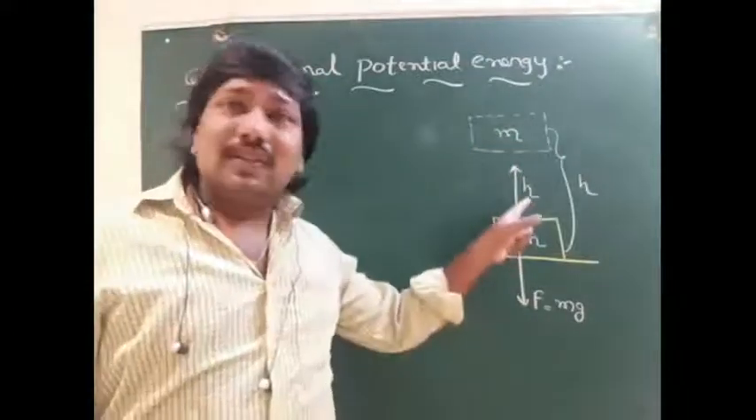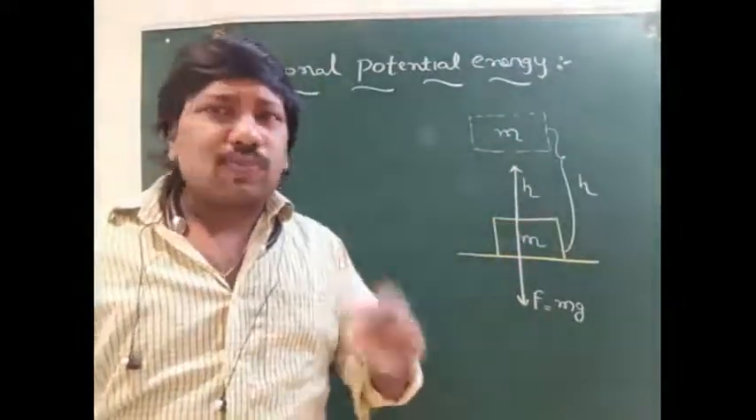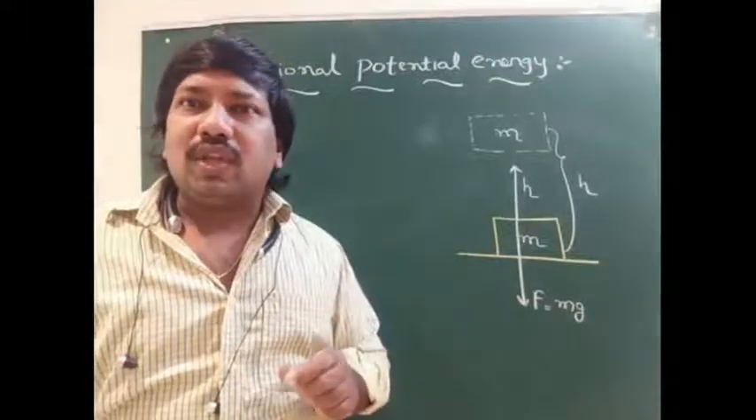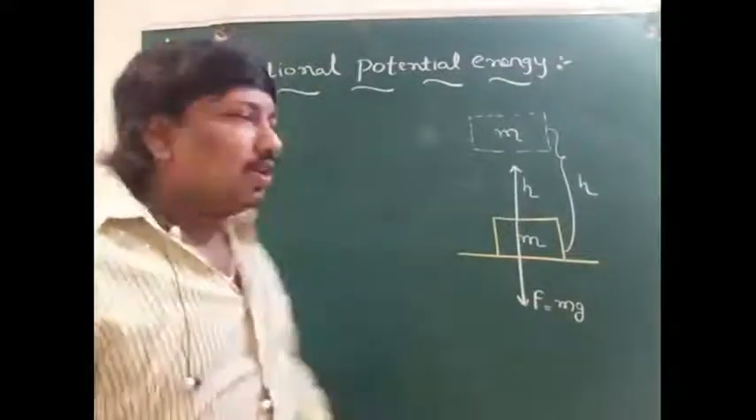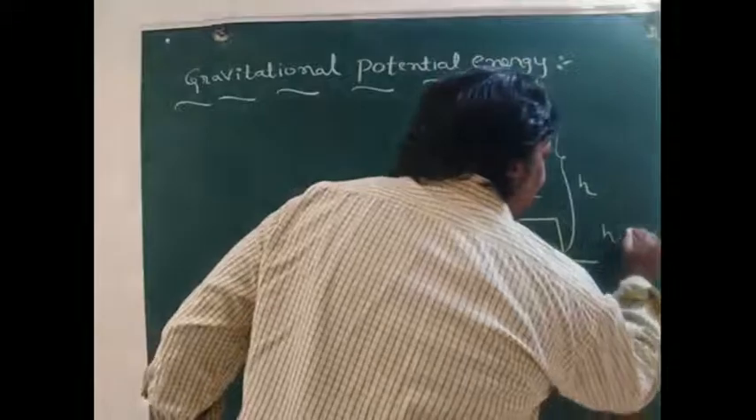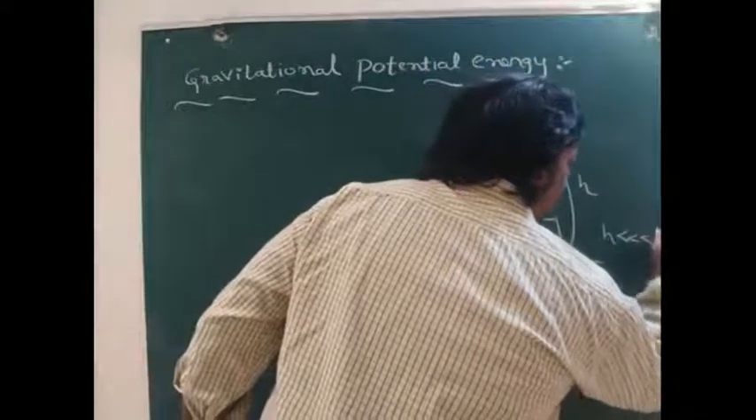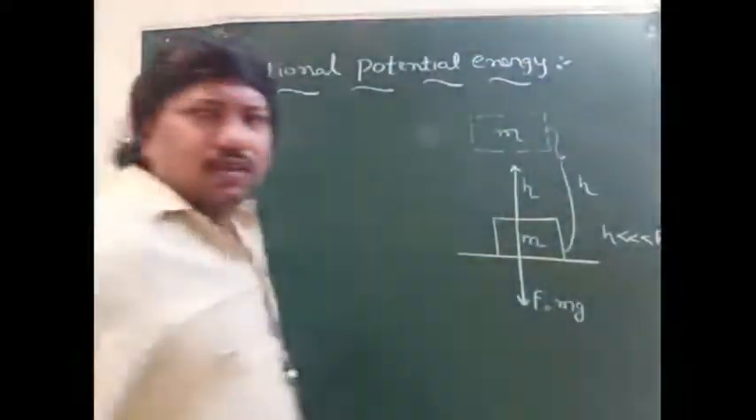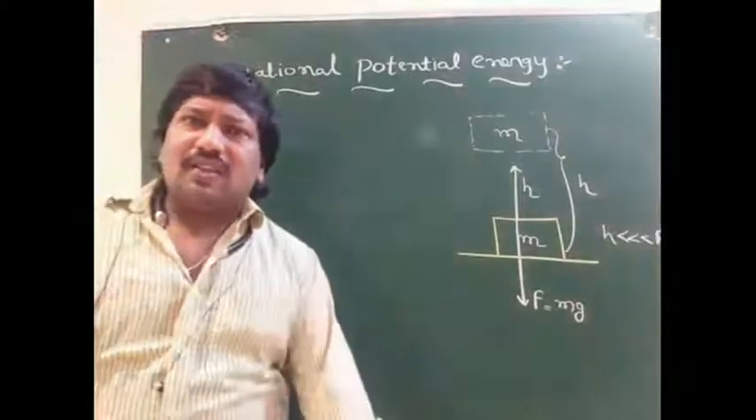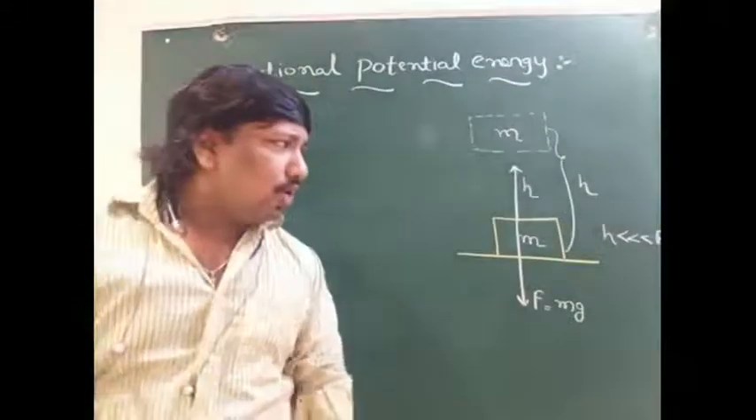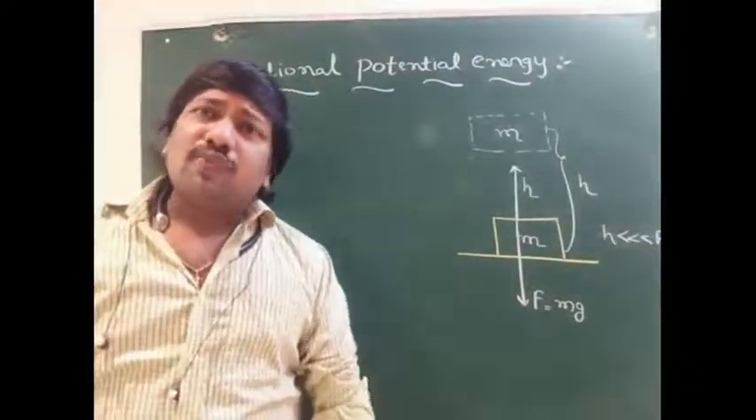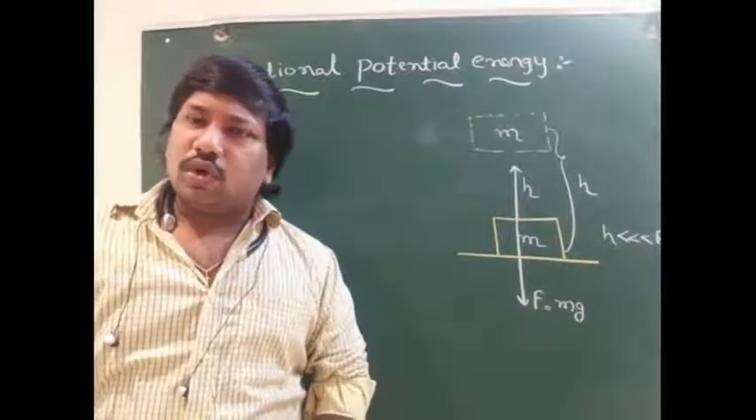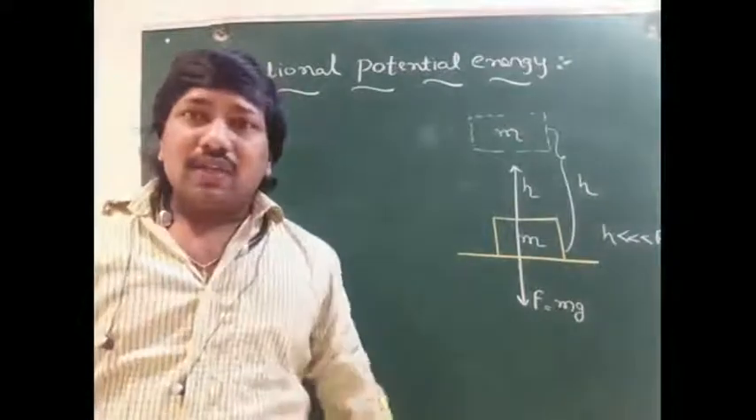Here this height is very small compared to the radius of the earth. So here h is very small compared to the radius of the earth. We know that the radius of the earth, that is R, equals 6400 kilometers. You know that.